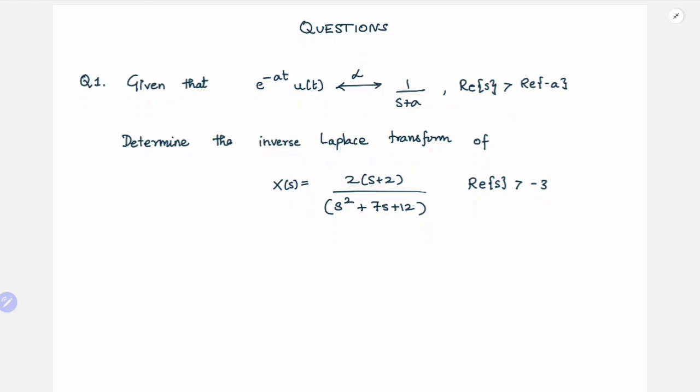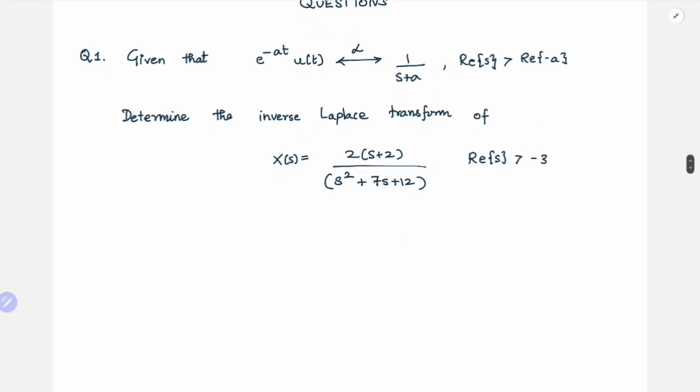So coming to the first question, given that e power minus a t u of t gives a Laplace transform 1 by s plus a, and the real of s is greater than real of minus a, determine the inverse Laplace transform of this function. So this is easy for us, right? So first we'll take X of s.